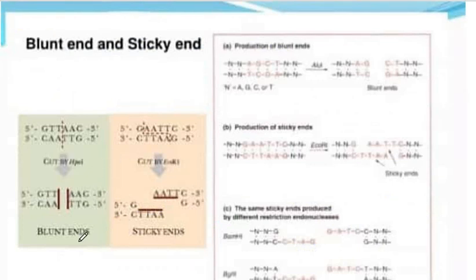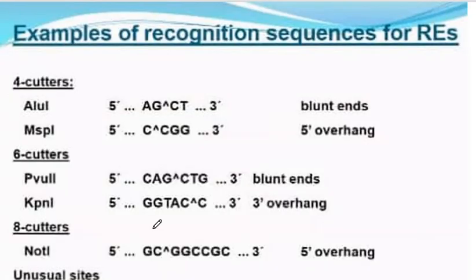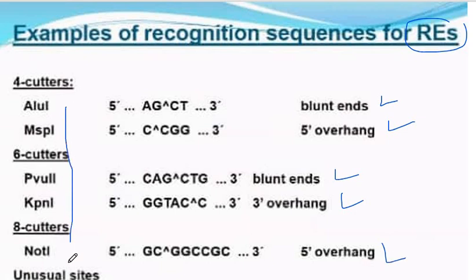Here is the generation of blunt and sticky ends. These are examples of recognition sequences for restriction enzymes. There are 4 cutters, 6 cutters, 8 cutters, and the types of ends they produce are blunt ends, 5' overhangs, blunt ends, 3' overhangs, 5' overhangs, and these are the enzymes that produce these types of ends.